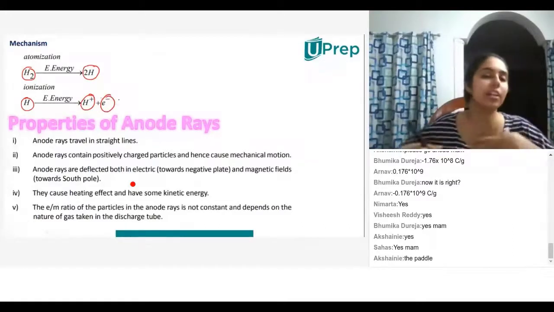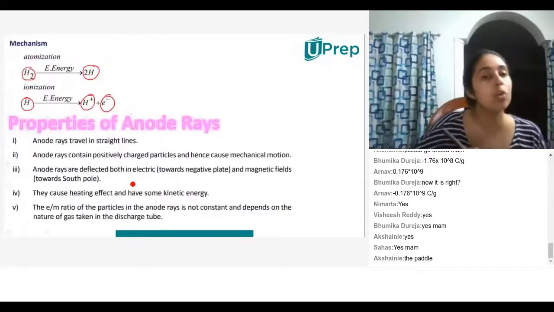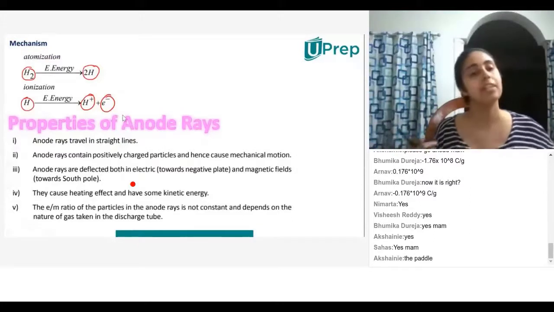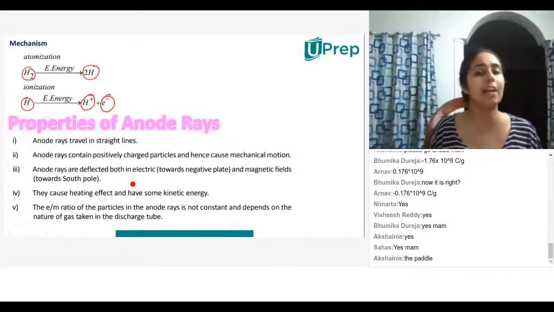This electron continues with the rest of the cathode rays, and the hydrogen ion goes in the opposite direction and they form the anode rays. That's what we learned in the last slide. So now, what are the properties of anode rays?